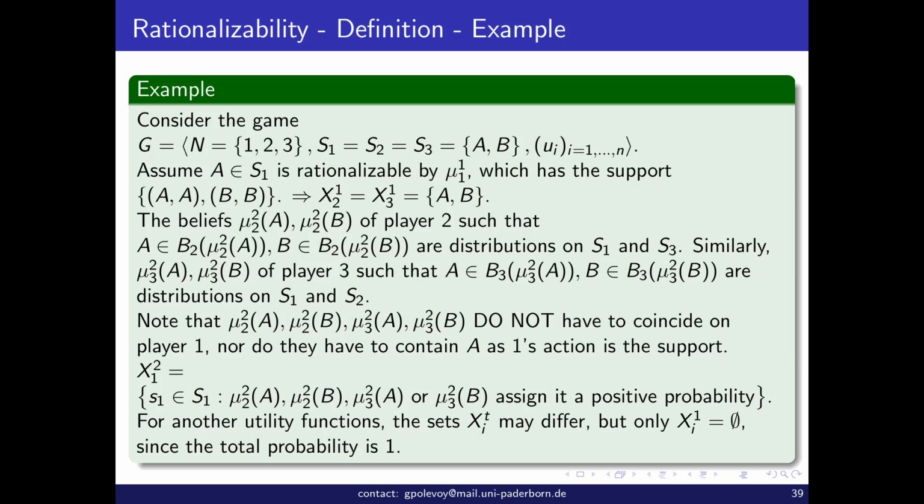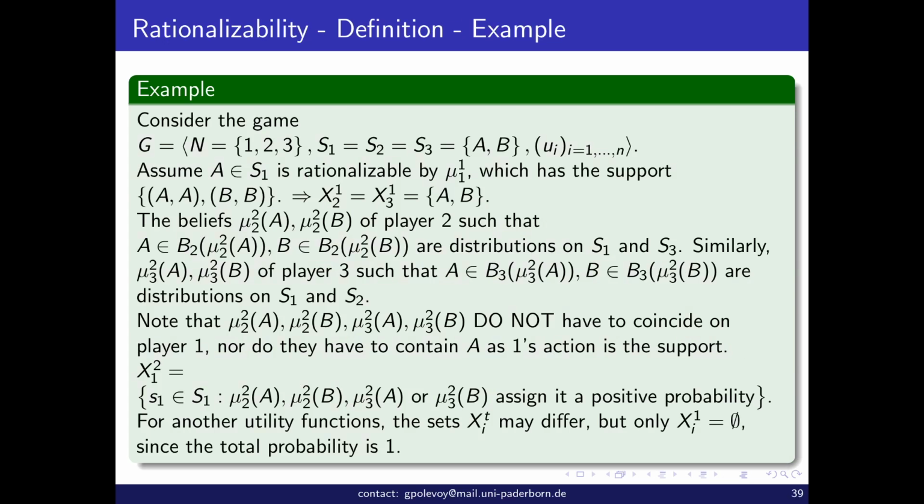Let us now look at an example which I hope will help you with the intuition. So consider the game of 3 players, and the strategies of those players are A and B, 2 options for everyone. And there are utilities which I don't define now, as I don't define the game completely and just give you some examples of notation. So I assume that action A in S_I is rationalizable by some probability distribution mu1 of 1.